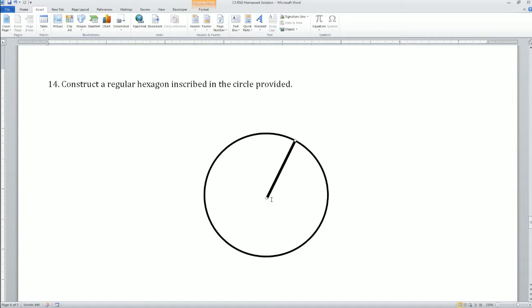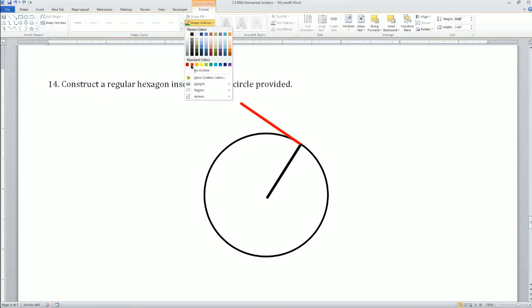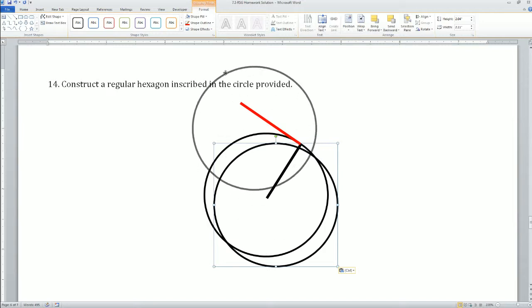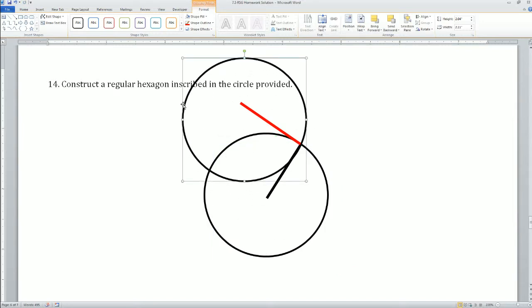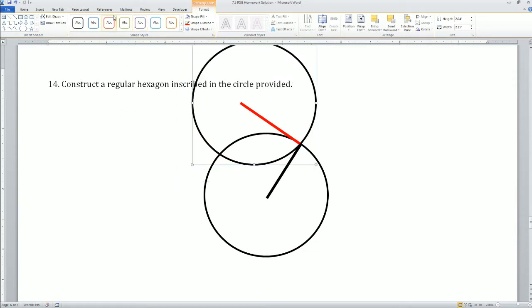Okay. Good. Then from here, so from this point, I can extend that a little. You could have a radius that way. Okay. Oops, sorry. I can make that the color red. Circle here. And that could be red.